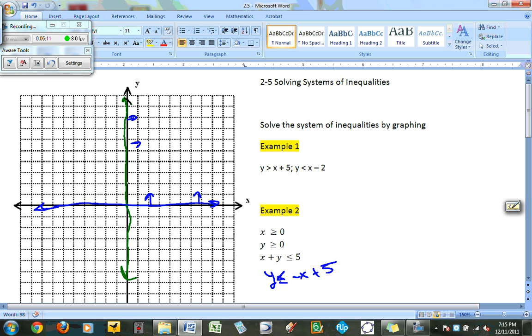I'm going to go up 1, 2, 3, 4, 5. I have a slope of negative 1 over 1, so I'm going to go down 1 over 1, down 1 over 1, and so forth. Okay? And it's going to be a solid line. It has the equal to sign on it, so we're going to draw a solid line. I'm not very good at drawing lines in this thing. And then it says y is less than or equal to negative x plus 5.